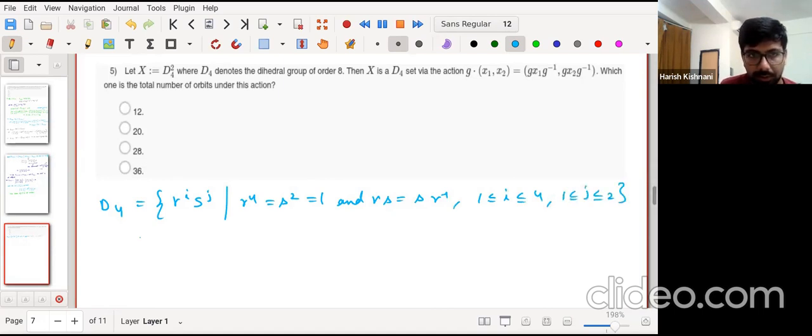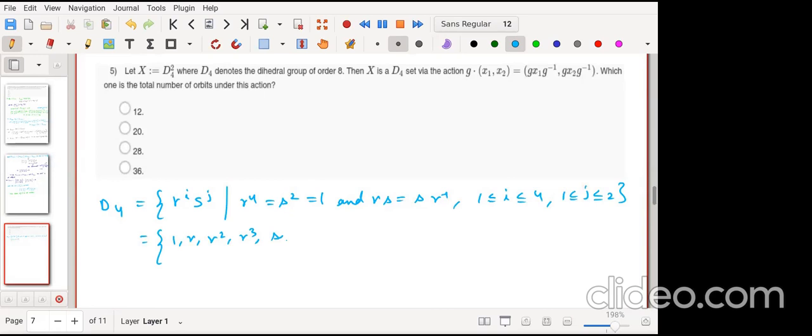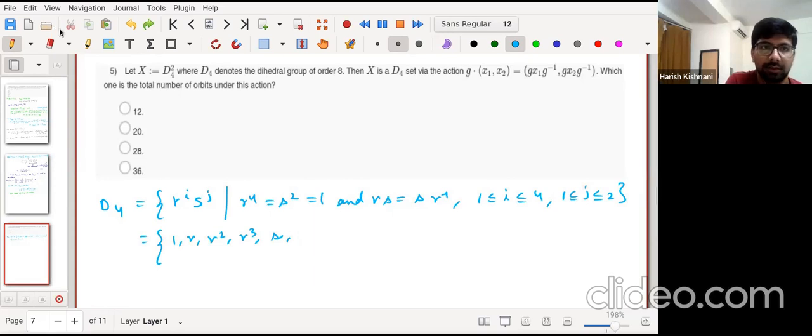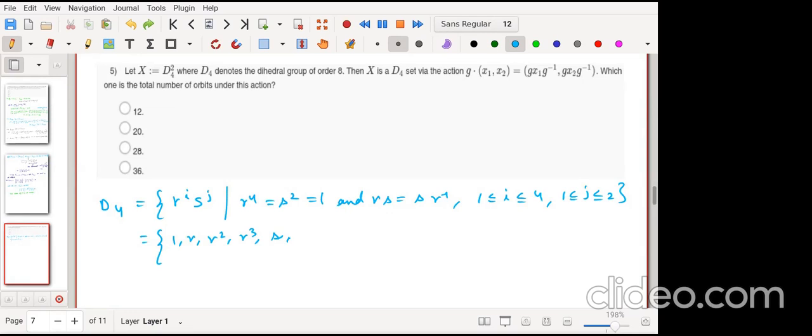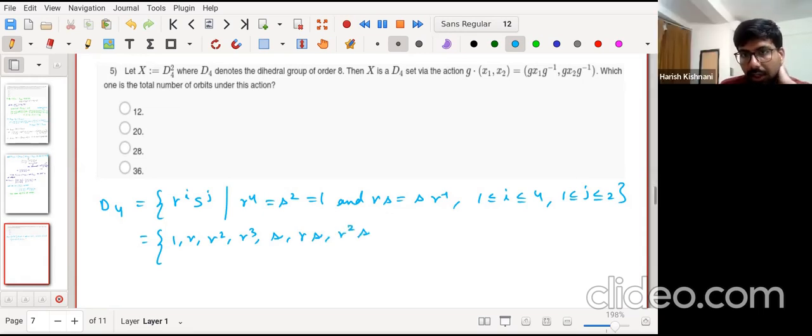So the group has this set: 1, R, R square, R cube, then S, SR, SR square, SR cube, which we are writing as R^i S, that is R S, R square S, and R cube S. Okay, so these 8 elements we have.